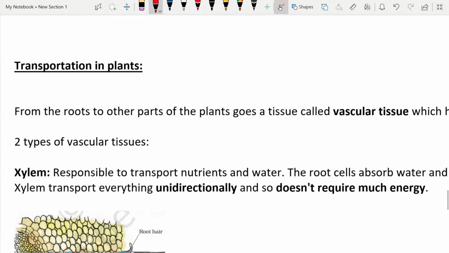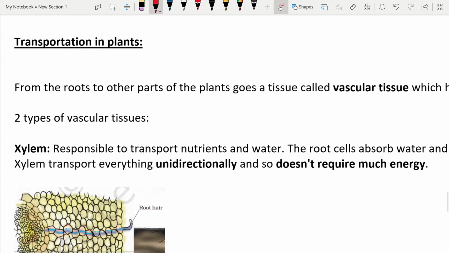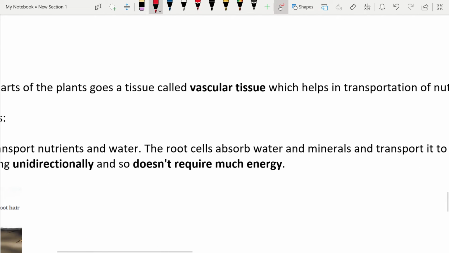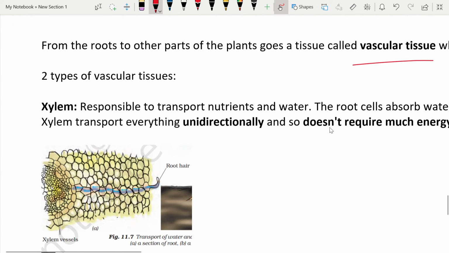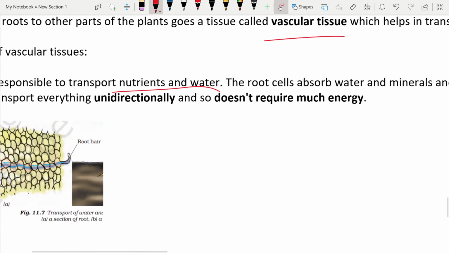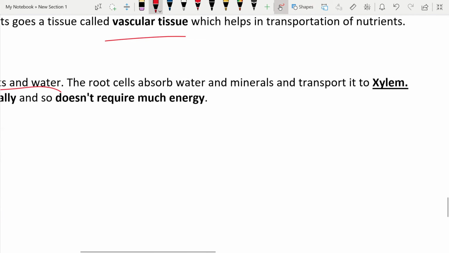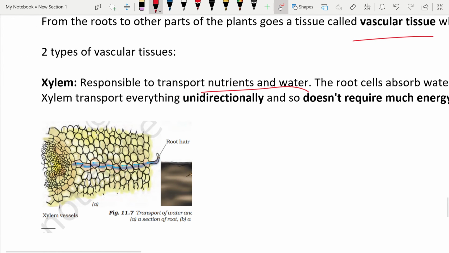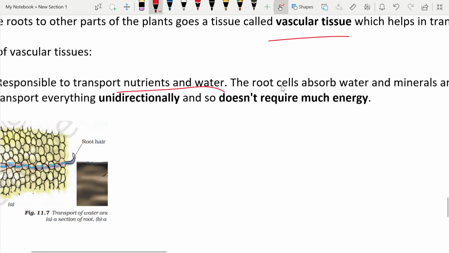Transportation in plants. From the roots to the other parts of the plant goes a tissue called vascular tissue, which helps in transportation of nutrients. There are two types of vascular tissues: xylem, which is responsible to transport nutrients and water. The root cells absorb water and minerals and transport it to xylem. Xylem transports everything unidirectionally, and so it doesn't require much energy, or only a very tiny bit of energy.